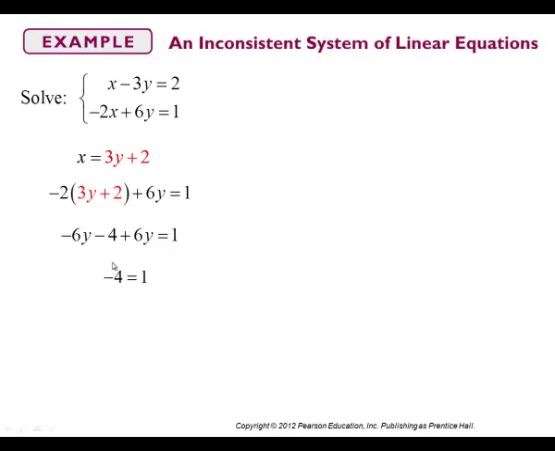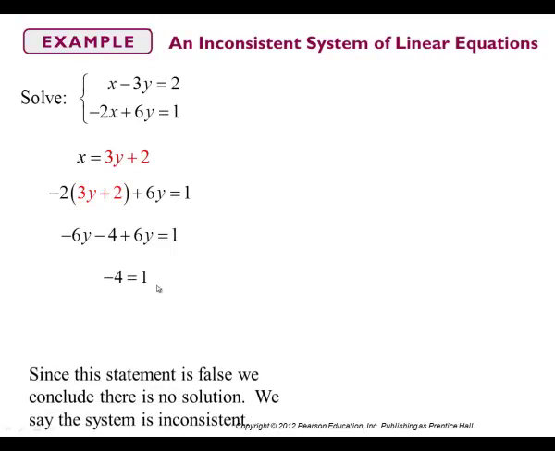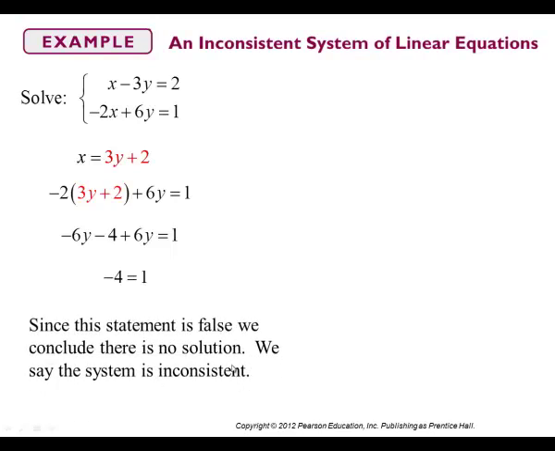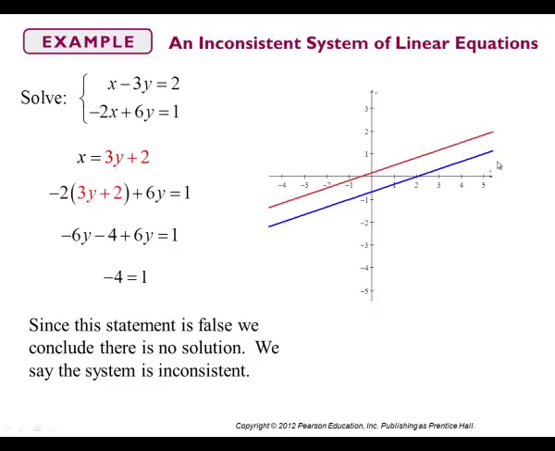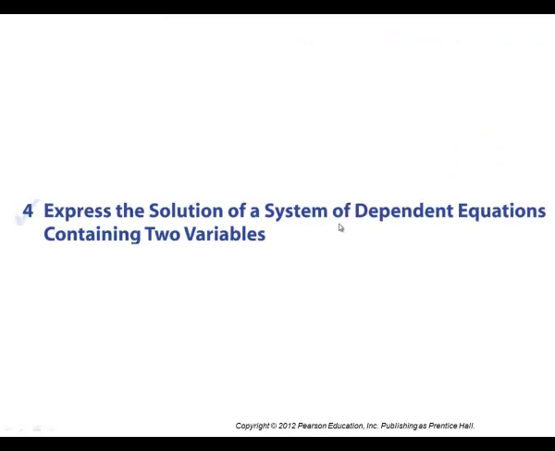Well, when all the variables cancel out and both sides don't equal, then that means there's no solution. The lines do not intersect anywhere. And so there's no solution, and this is called an inconsistent system. And so that's what they would look like on the graph. They don't intersect anywhere. There's no common point.